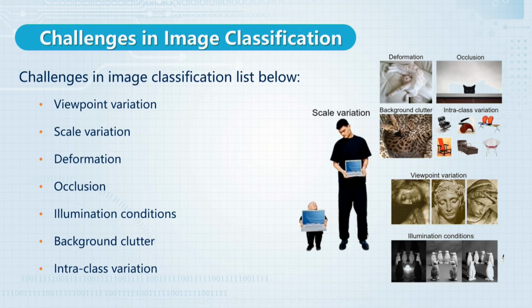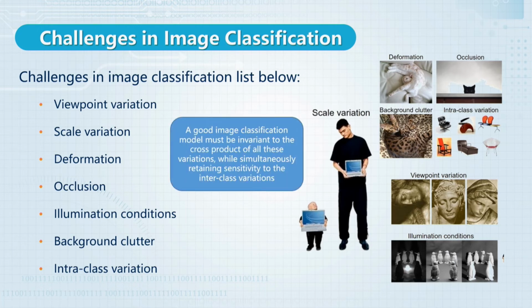Intra-class variation: the classes of interest can often be relatively broad, such as chair. There are many different types of these objects, each with their own appearance. A good image classification model must be invariant to the cross product of all these variations, while simultaneously retaining sensitivity to the inter-class variations.